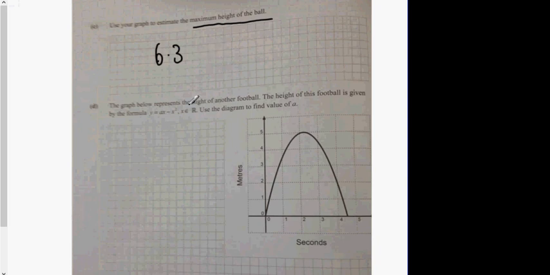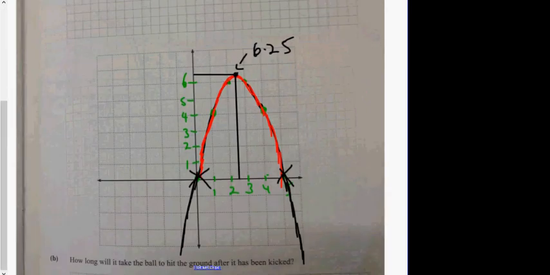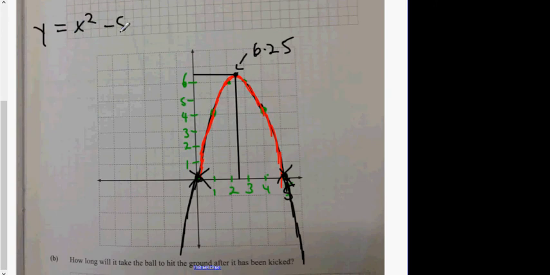Now, the graph below represents the flight of another function. The height of the football is given by the formula y equals ax minus x squared. Use the diagram to find the value of a. Before I do that, I want to show you, if somebody drew this for me, how would I find out the equation we used? Does everybody know the equation we used for this graph here? It's y equals x squared minus 5x. Is everybody happy with that?